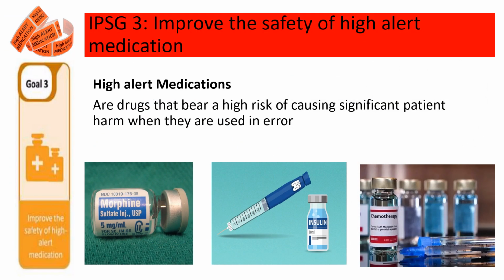Improve the safety of high alert medication. What are high alert medications? Drugs that bear a high risk of causing significant patient harm when they are used in error. Examples are narcotic medications, insulins, and chemotherapy drugs.